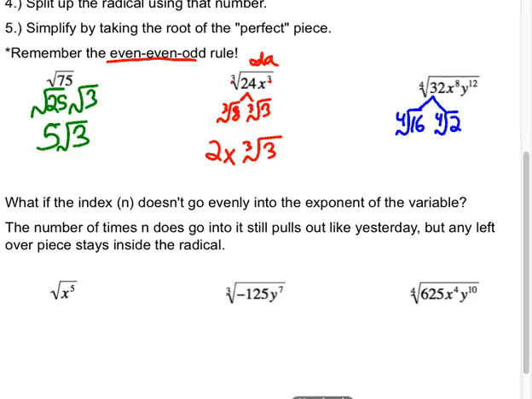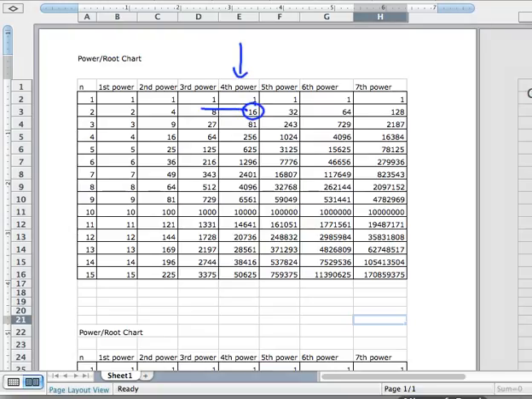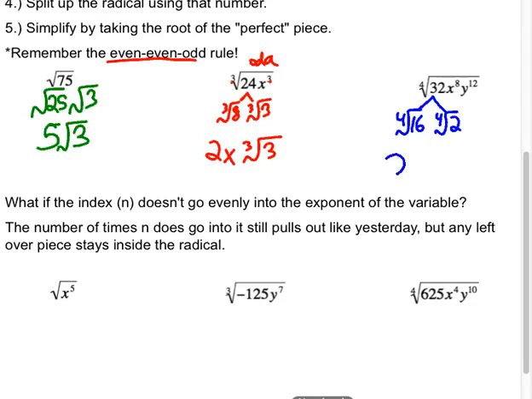And if I look at my chart, the fourth root of 16 just gives me the number 2. So that part I'm going to break free. However, the fourth root of 2 is not going to be able to break free, okay? That is going to stay stuck inside the root. And then I start asking myself for the variables, how many times can 4 go into 8? 4 can go into 8 twice, and 4 goes into 12 3 times.